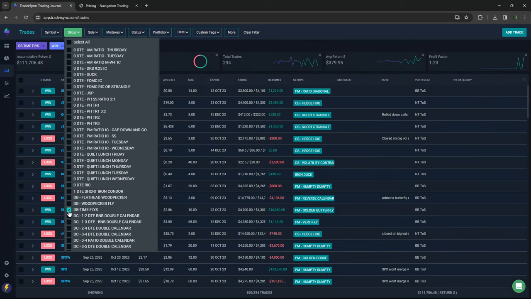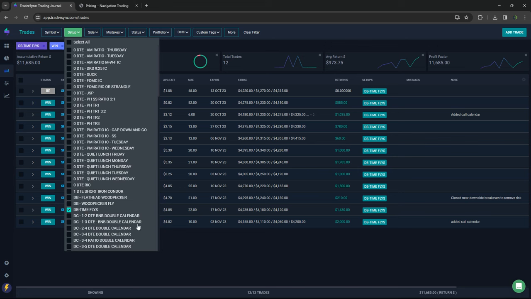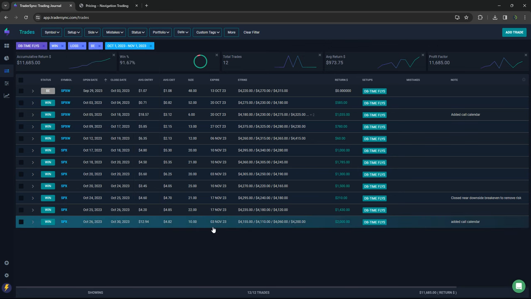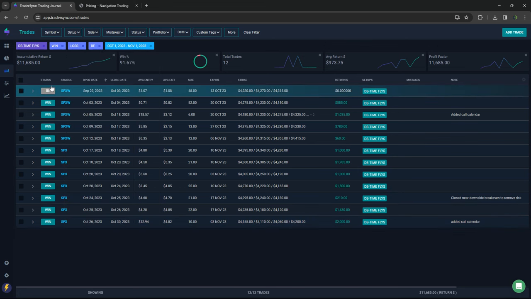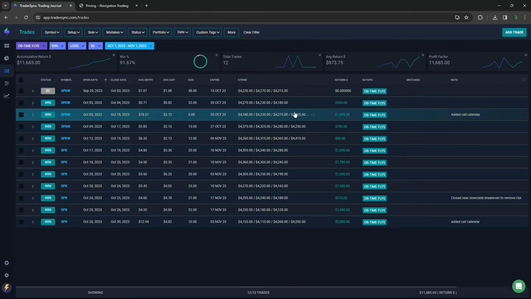On dynamic butterflies, the only thing I traded this month was the time flies. Excellent month there. You can see had one break-even trade, an exact scratch. The rest were all winners for almost $12,000 on the time flies.